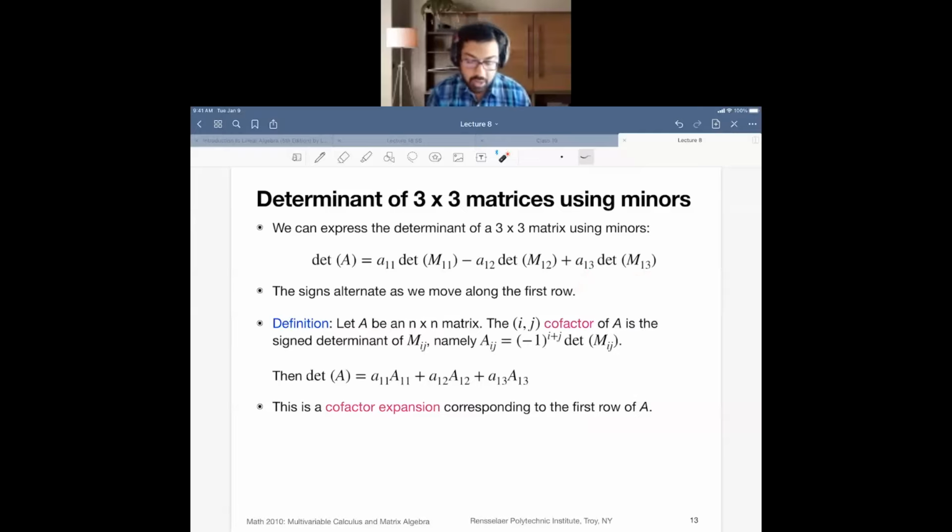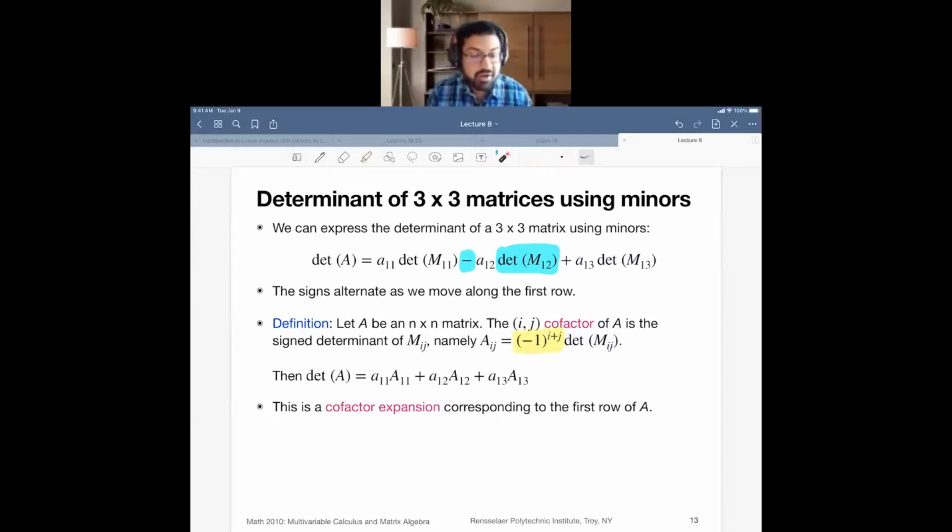Now, if you combine the determinant of the minor along with the sign, that's how you define a cofactor. And we have stated this before, the sign alternates as we move along the first row. So it has to do with the addition of the row number and the column number. If it is odd, then you have a negative sign, which is essentially tying to this particular term here.